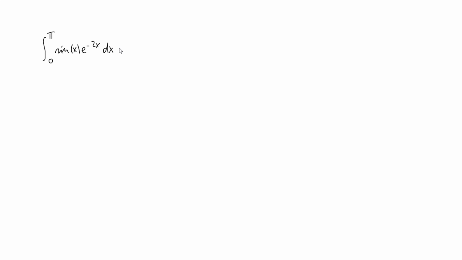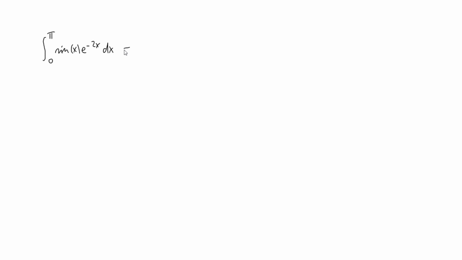So today we are going to integrate sine of x times e to the minus 2 times x from 0 to pi with respect to x. And we are going to do this by what I would call indirect integration, because we're going to apply integration by parts twice, and then we're going to find this integral that we try to solve. We will find it again later, and then we will have an expression for that integral without solving it directly.